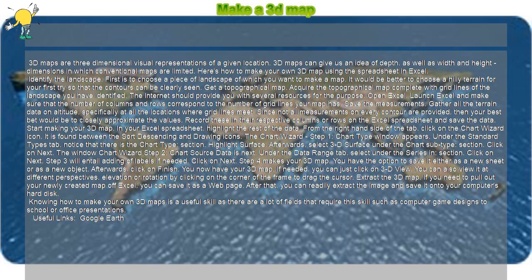Extract the 3D map. If you need to pull out your newly created map off Excel, you can save it as a web page. After that, you can readily extract the image and save it onto your computer's hard disk.